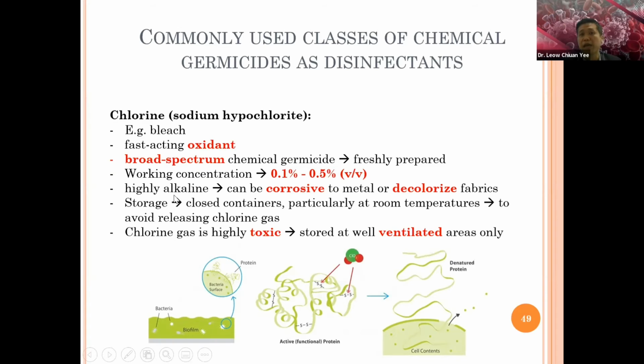However, chlorine itself is highly alkaline and corrosive to metal, and it could potentially decolorize fabrics. It is recommended to store chlorine at room temperature to avoid the release of chlorine gas, because chlorine gas is highly toxic and can lead to breathing problems and even death. So chlorine is not highly recommended for indoor use unless you have a good ventilation system.